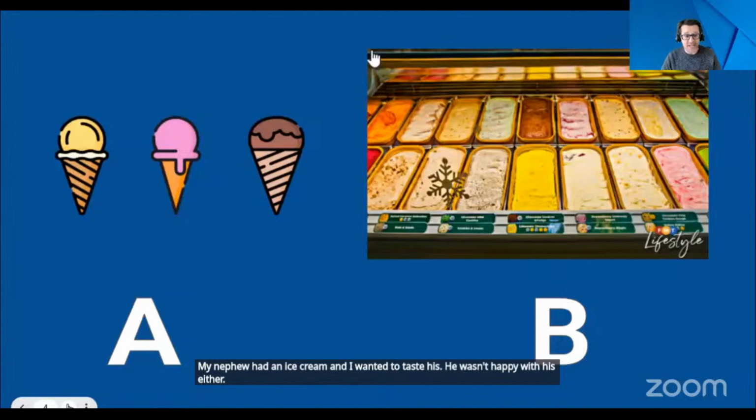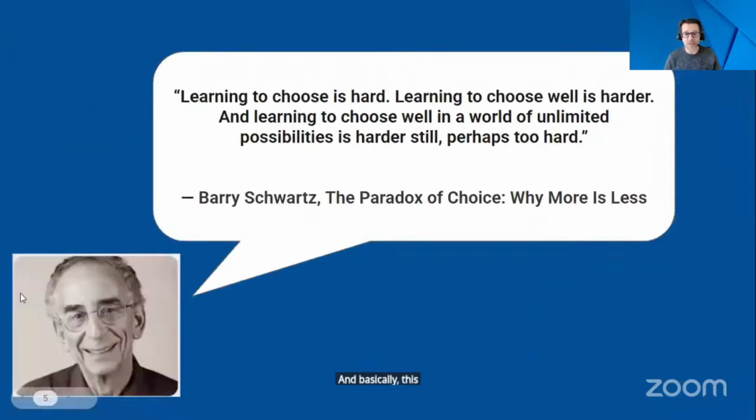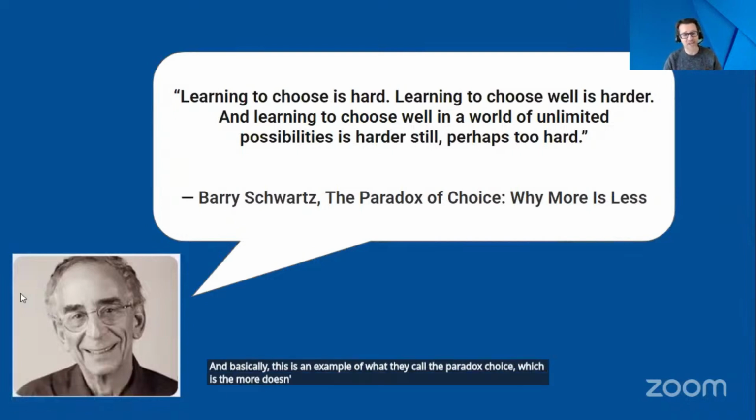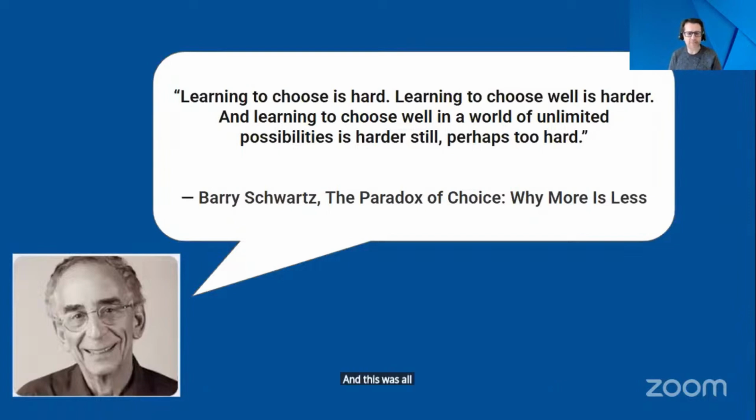And basically, this is an example of what they call the paradox of choice, which is that more doesn't necessarily mean you'll be happier. And this was all researched by a behavioral psychologist called Barry Schwartz. And he said, learning to choose is hard, learning to choose well is harder, and learning to choose well in a world of unlimited possibilities is harder still, perhaps too hard. So they sometimes call it the paradox of choice.